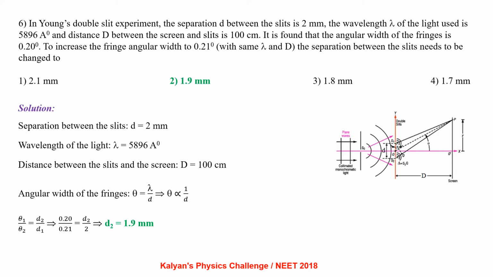Let us see the given data once again. Separation between the slits, small d, 2 mm. Wavelength of the light used, lambda equals 5896 Angstrom unit. Distance between the slits and the screen, capital D, equals 100 centimeter. Angular width of the fringes theta equals lambda by d. From there we can have theta proportional to 1 by d, that is small d. So taking the ratio theta1 by theta2 equals d2 by d1, from there we get d2 equals 1.9 millimeter.